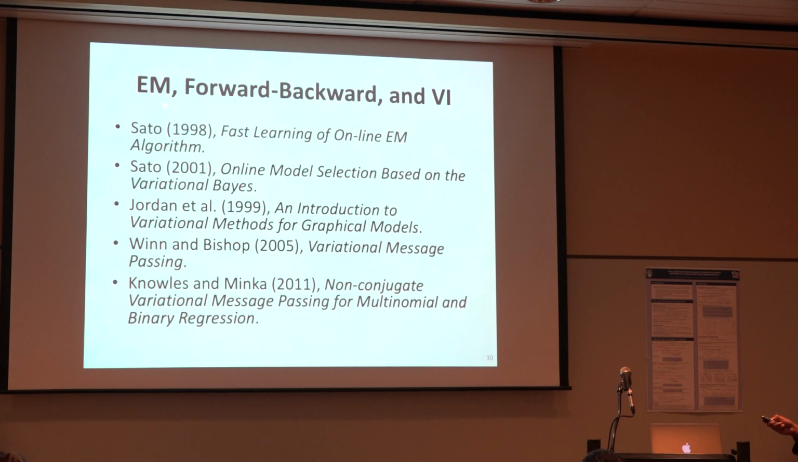So there's a lot of work done on forward-backward connections to EM and using that for variational inference. Sato had actually been talking about expectation parameters back in '98, so this relationship was known to him. And Mike Jordan, Ghahramani and others are using message passing algorithms with local variational bounds to compute variational inference. Variational message passing is sort of an extension of that.